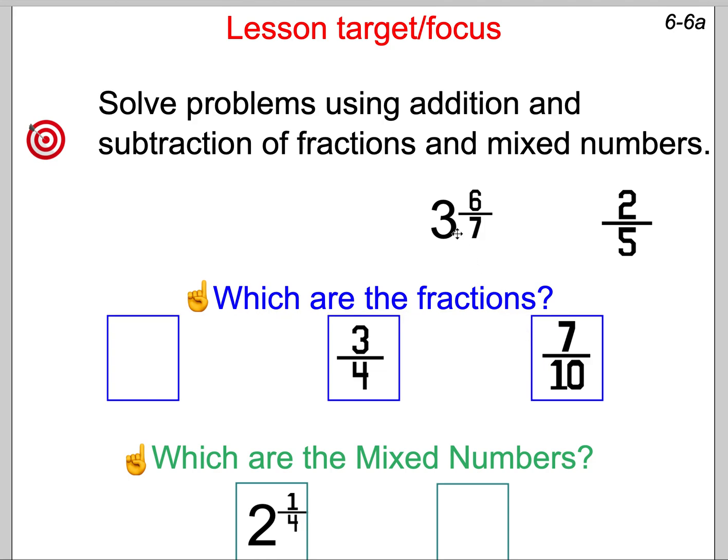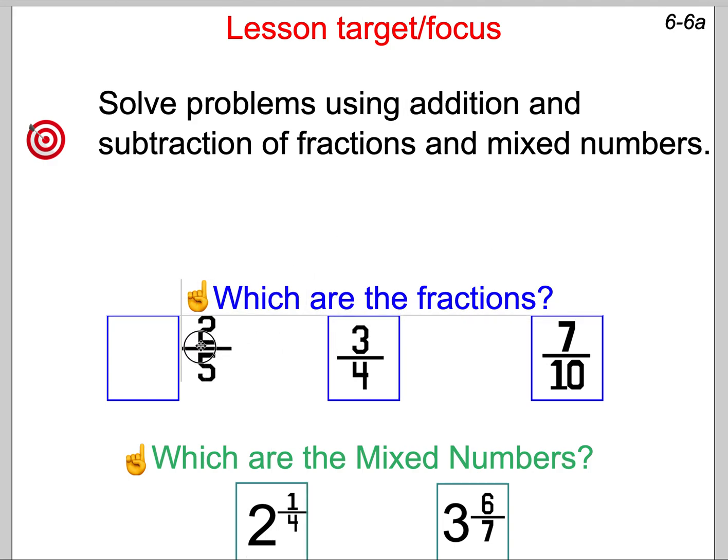3 and 6/7, we have a whole number, and we have 6/7 as a fraction, so of course that is a mixed number. And 2/5, 2 out of 5. If I have 5 cookies and I ate 2 of them, I have a fraction. I did not eat the whole set of cookies.